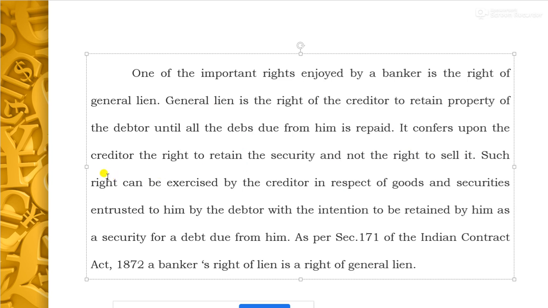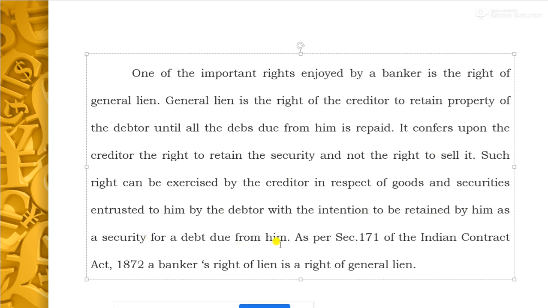Now, it confers upon the creditor the right to retain the security and not the right to sell it. So, in case it is a right of sale, then that will be transformed to pledge. Okay. So, here in case of banker's right of lien, it confers upon the creditor only the right to retain the security and not the right to sell it. Now, such right can be exercised by the creditor in respect of goods and securities entrusted to him by the debtor with the intention to be retained by him as a security for a debt due from him.